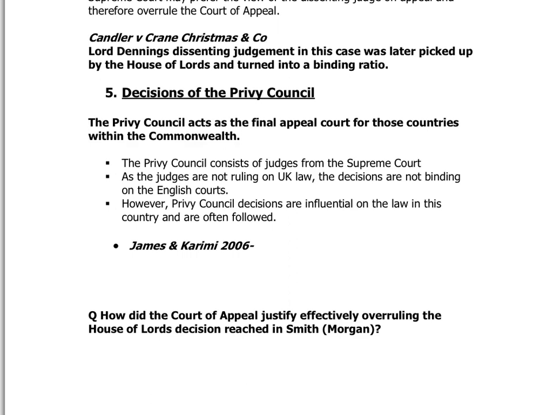James and Karimi, again, we've already looked at this example. James and Karimi, remember, was a Court of Appeal case. And the Court of Appeal should have followed the House of Lords decision in Smith, but instead followed the Privy Council case of Holly. Now, again, effectively, what they're doing is the Court of Appeal are overruling House of Lords.